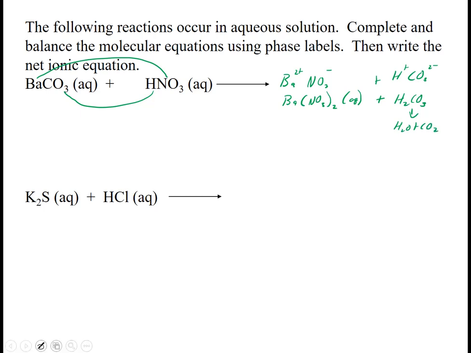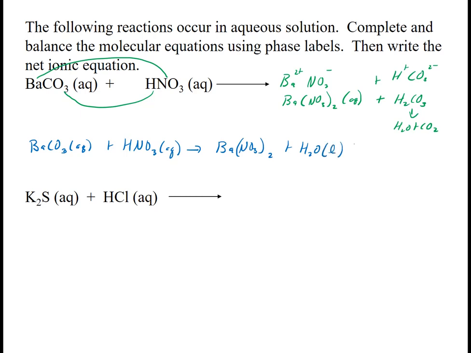So I'm going to change colors so that I don't get this all mixed up. So I have barium carbonate, aqueous, plus nitric acid, aqueous, goes to form barium nitrate, plus water, which is a liquid, plus carbon dioxide, which needs to be recognized as a gas. Okay, so now I need to balance it.